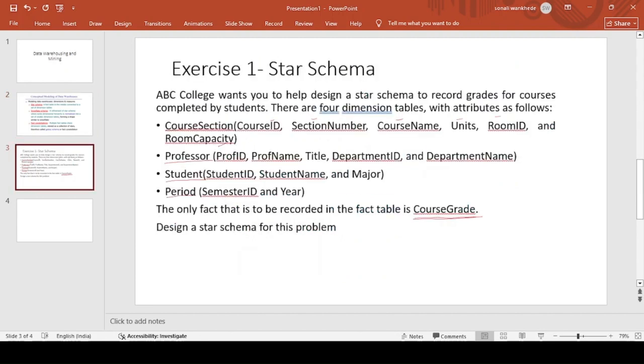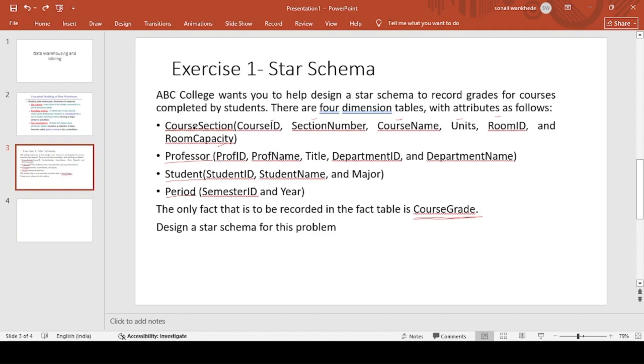In today's lecture, we are going to solve one example on star schema. The question is given as follows. ABC College wants you to help design a star schema to record grades for courses completed by students. There are four dimension tables here, along with the attributes. The first dimension table is course section, the second is professor, the third is student, and the fourth is period.